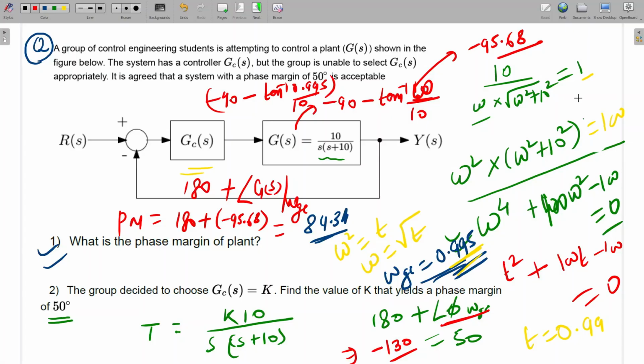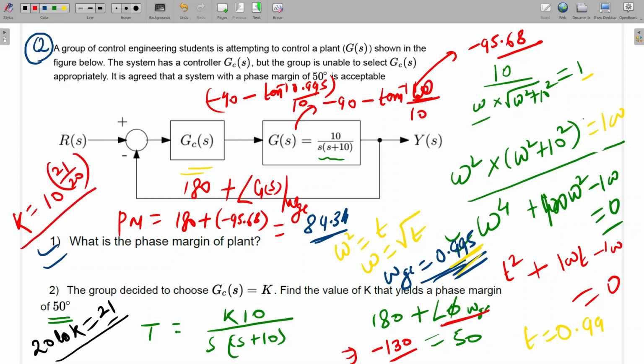So 20 log K should be equal to 21. Is it correct? Because K should contribute a gain of 21. So from here we can find the K value. K will be equal to 10 to the power 21 by 20. Is it correct? 11.22. We are getting 11.22.